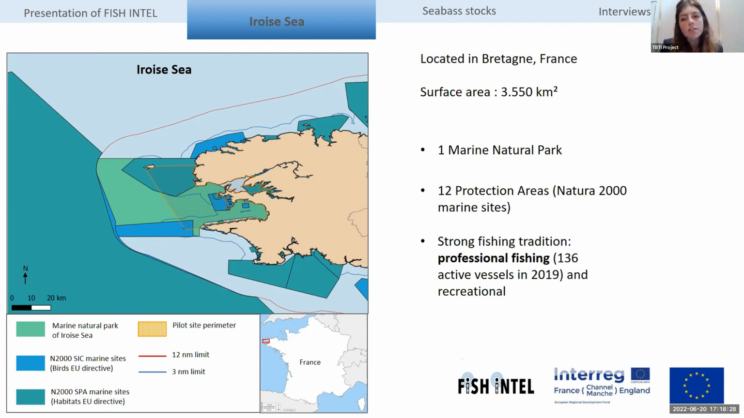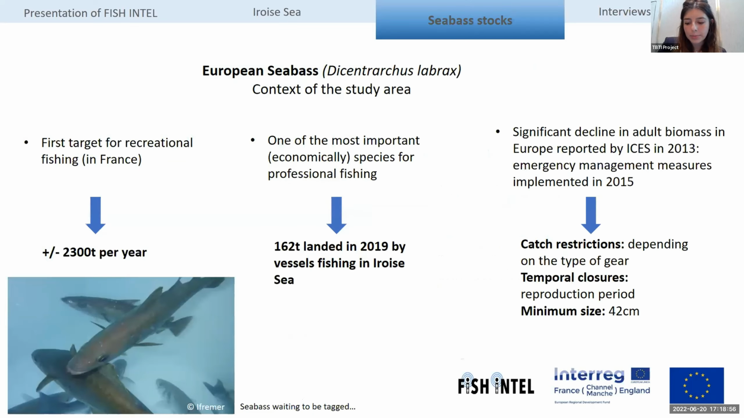There's a very strong fishing tradition in the whole of French Brittany, and particularly in this zone of the Iroise Sea, with recreational fishing but also small-scale fishery, with 136 active vessels recorded in 2019. By active vessels, I mean vessels that quasi exclusively fish in the Iroise Sea in all this zone, for the most part inshore fishing.